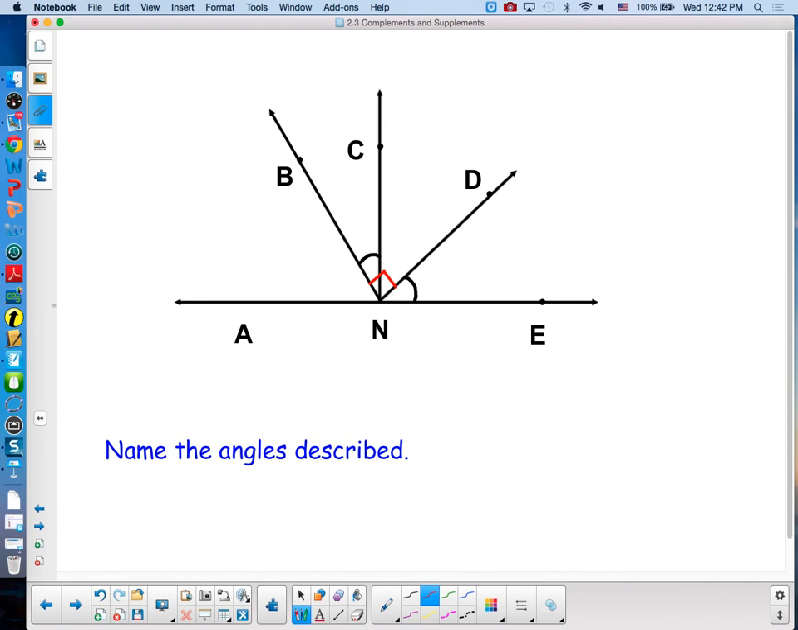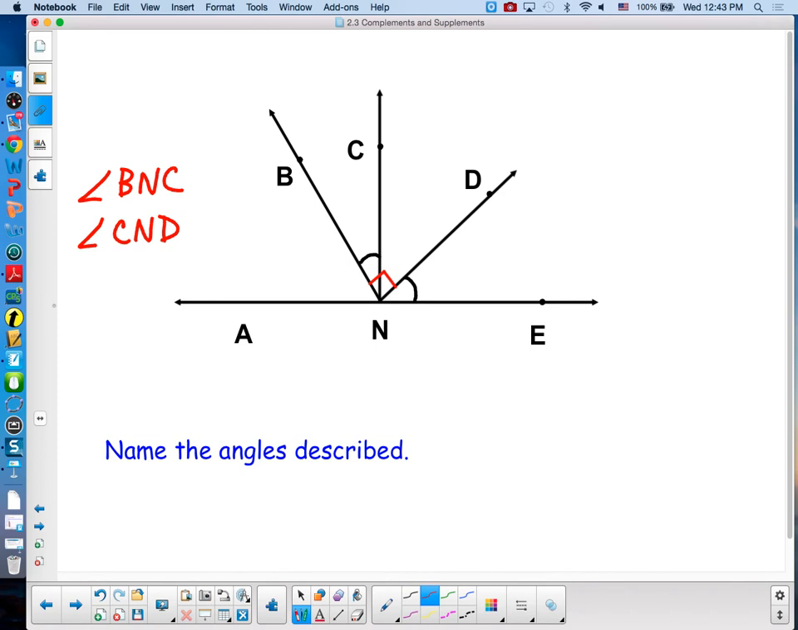Natasha, what do you have? Diane? Okay. I didn't give you specific measures on some of the angles, but there is a 90 marked in the picture. And that 90 connects 2 angles together. So these 2 angles together make 90. So can you name those 2 angles? That would be angle BNC and angle CND.